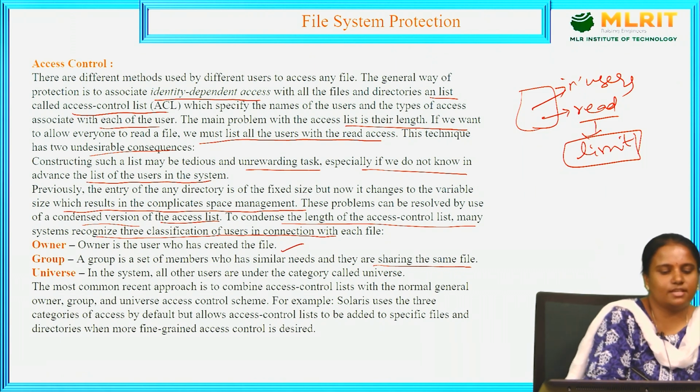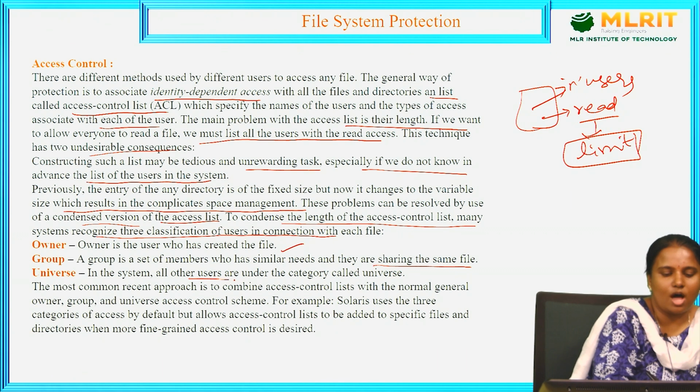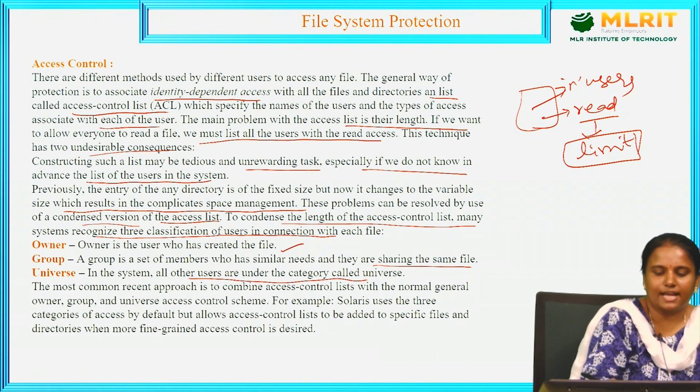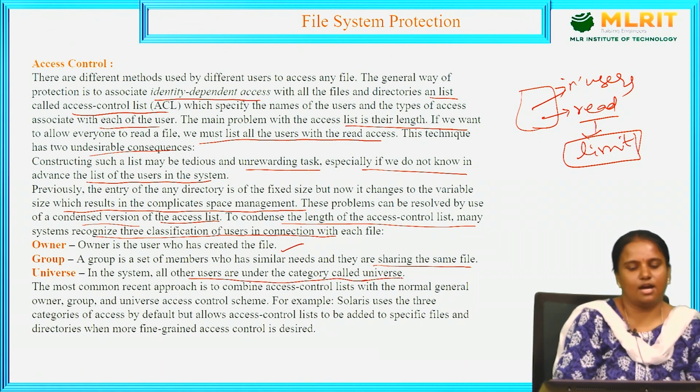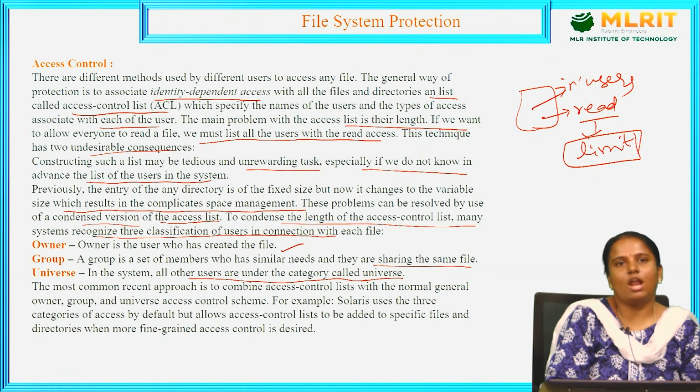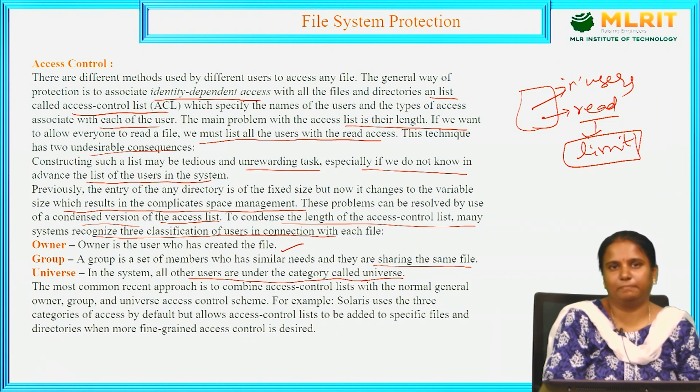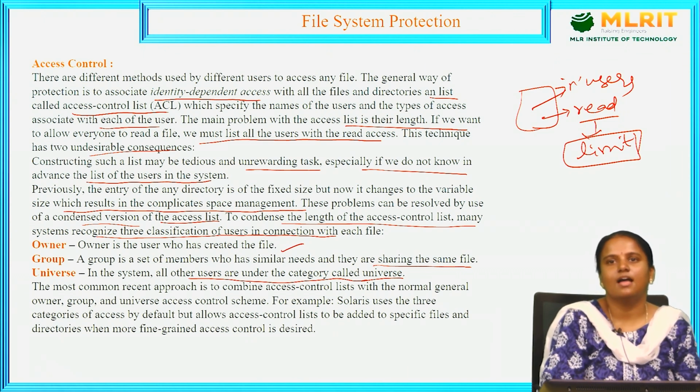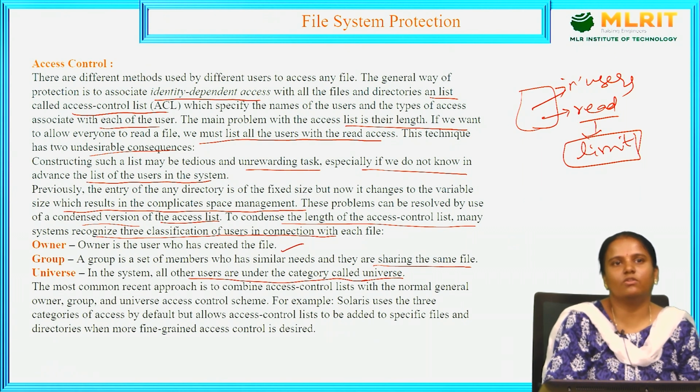Whereas universe, in the system, all other users under the category are called the universe. So all other users are under the universe. That is how the universe of users can access the files in a system. This is how owner, group, and universe can be controlled through this access control list.